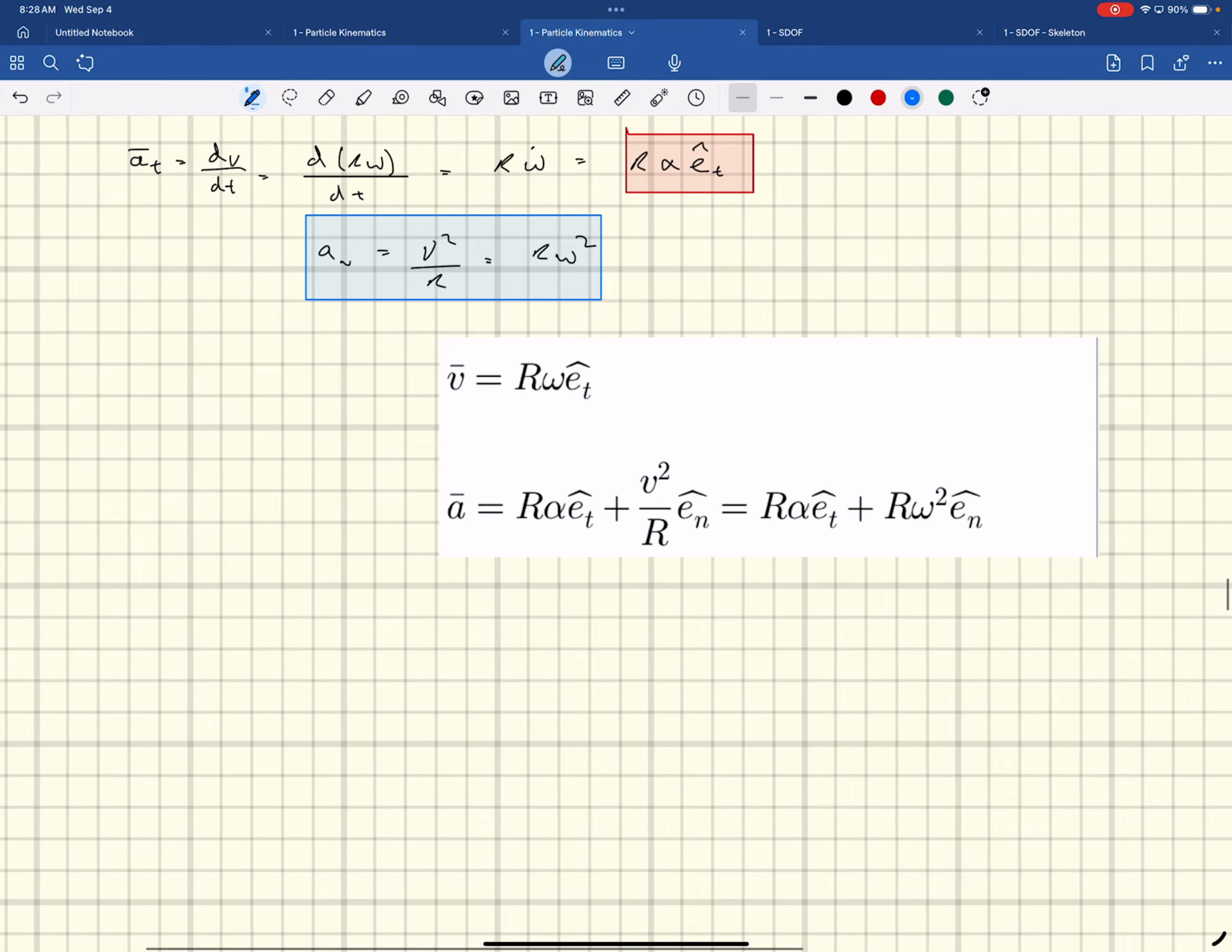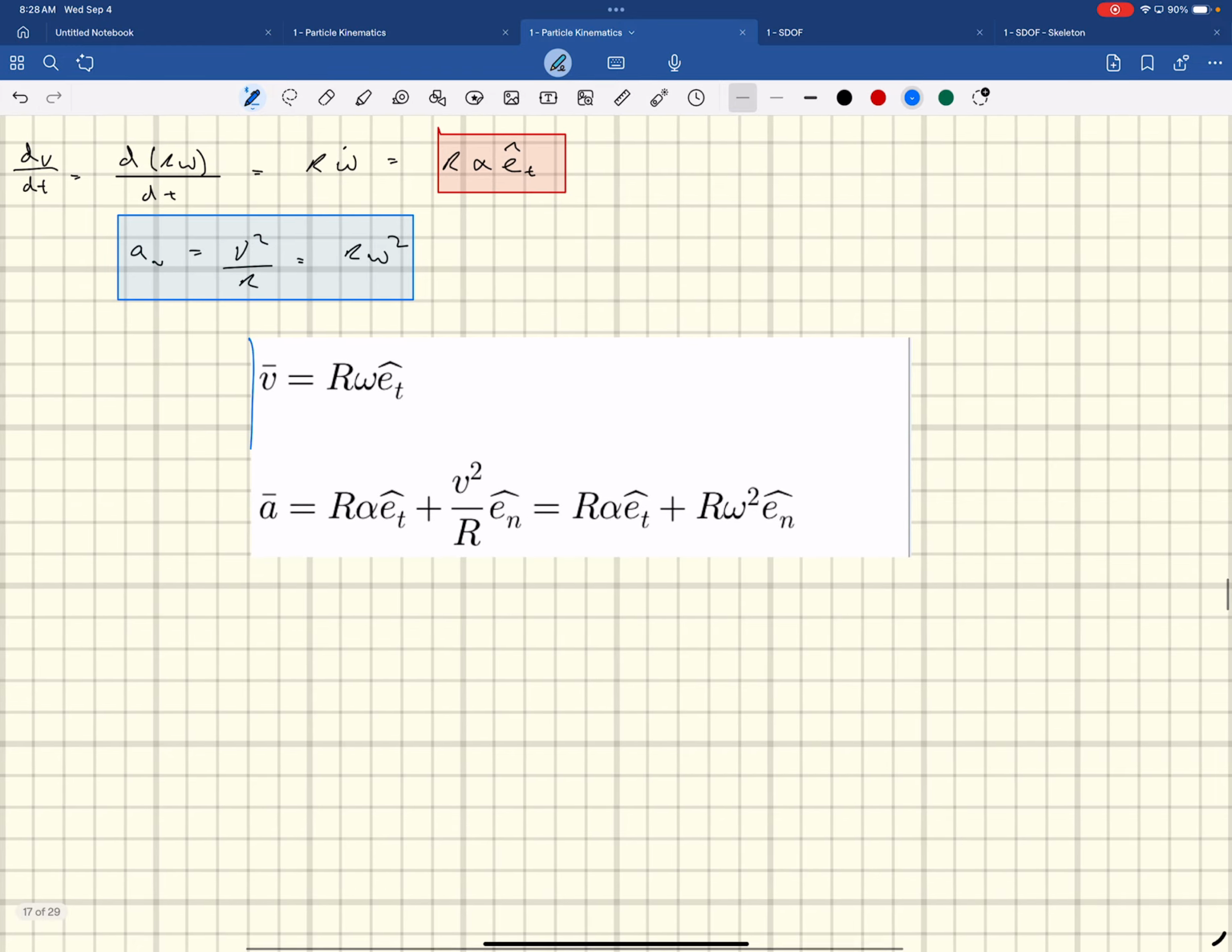Okay? So in a circle, this is what we got. Just got to summarize it. This is just me rewriting what we had above there. The velocity is going to be r omega in the et direction, and acceleration is going to be either r alpha in the et direction plus v squared over r, or it's going to be r alpha in the et direction plus r omega squared, depending on which one we have.